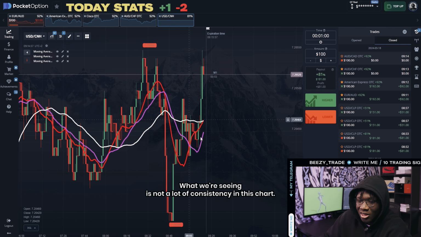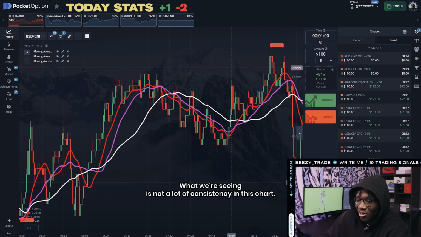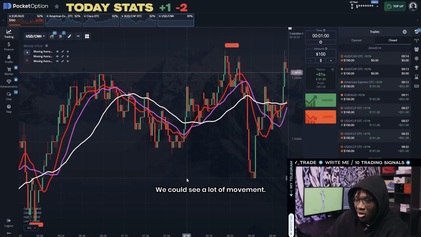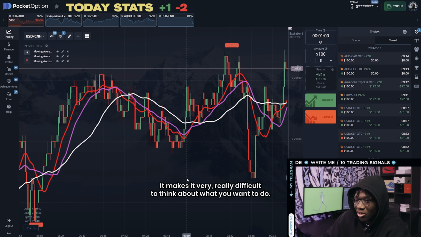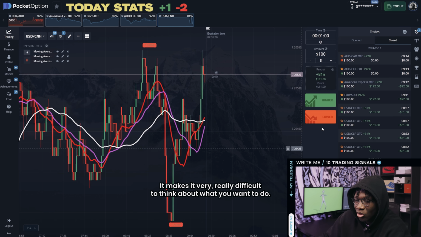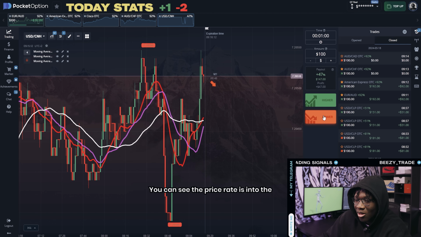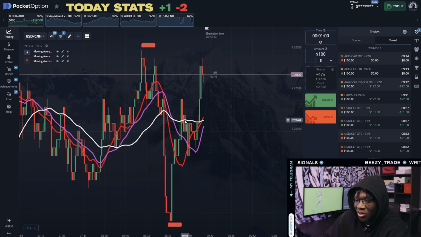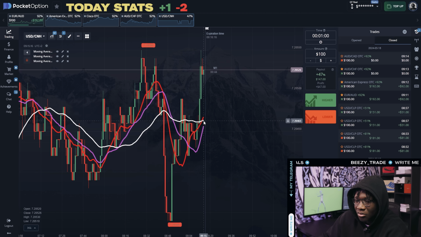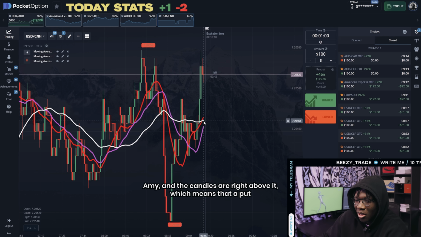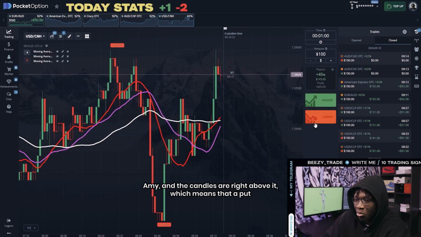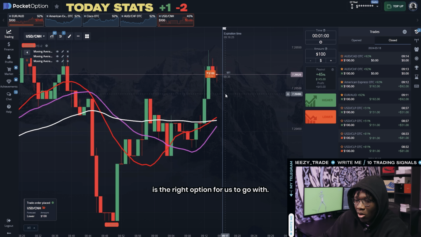And what we're seeing is not a lot of consistency in this chart. We can see a lot of movement, which makes it really, really difficult to think about what you want to do. But in this case, it looks like the right thing to do is go into a call. You can see the price right there is into the 50 EMA, and the candles are right above it, which means that put is the right option for us to go with.